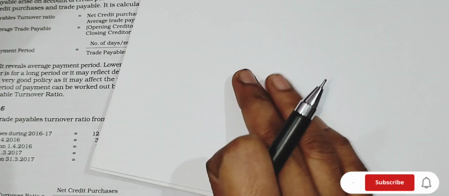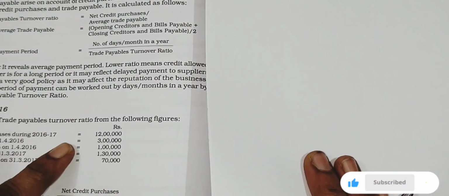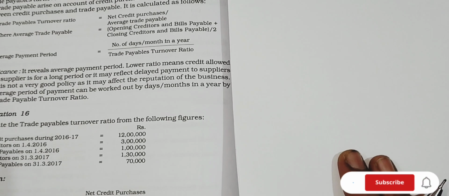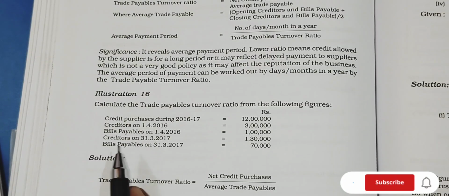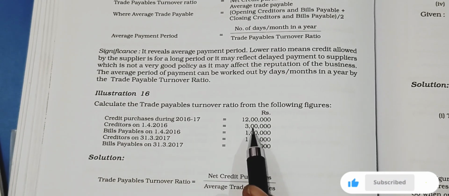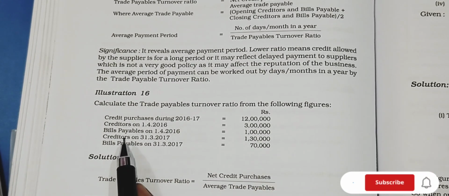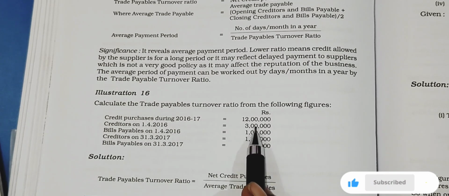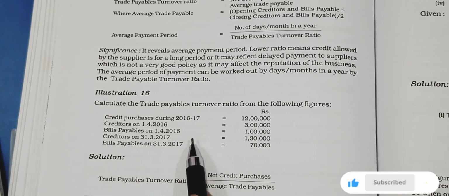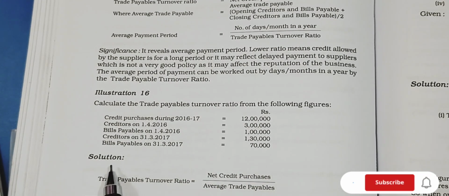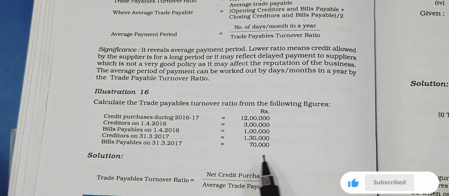The question is, calculate the trade payable turnover ratio from the following figures. Credit purchase during the year is 12 lakh. Opening creditors 3 lakh. Bills payable opening 1 lakh. Creditors closing 1,30,000. Bills payable closing 70,000.